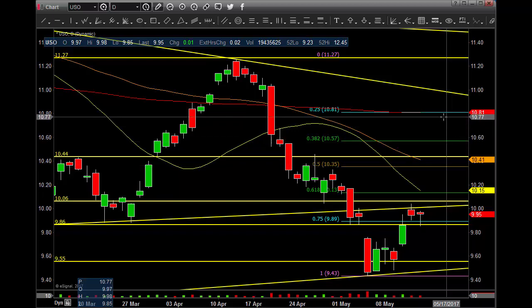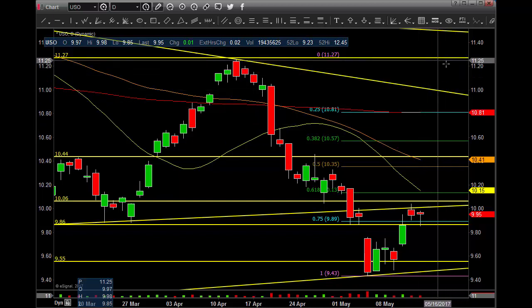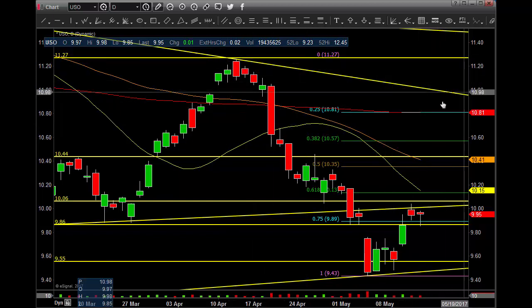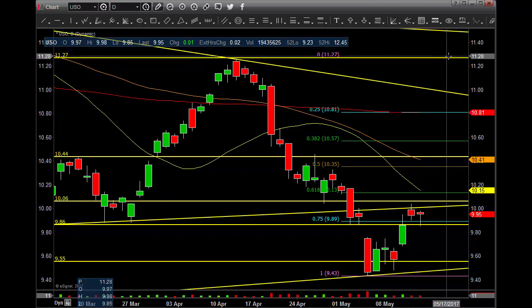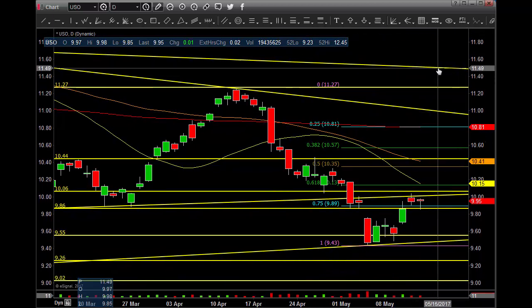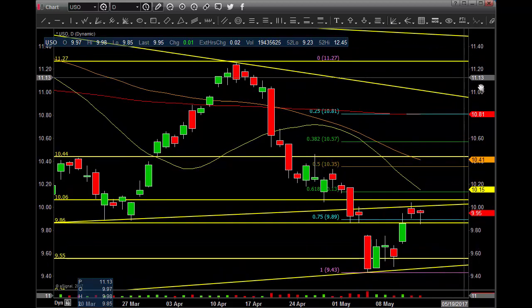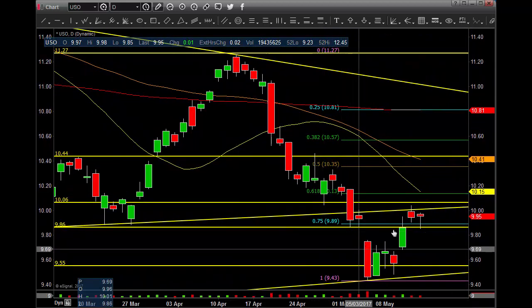Then you've got the 618 and the 750. This is a big one, 10.81. If it gets back up into this area, I might think about shorting it. I might try to wait for this with the double top, but gosh, $11 to $11.28, not bad. Then of course there's another one up here around $11.50. So right now USO, I still think it's in a little bearish pattern.